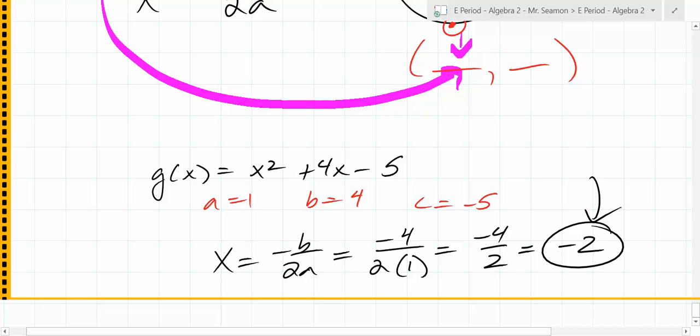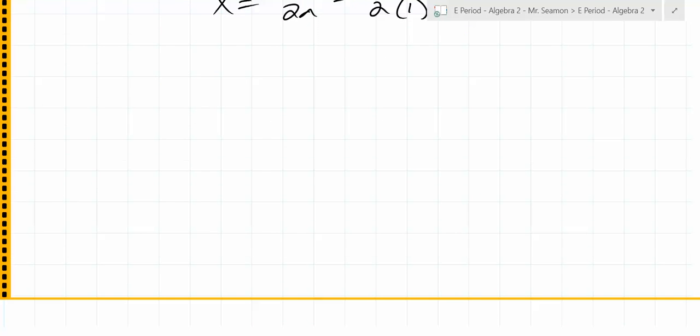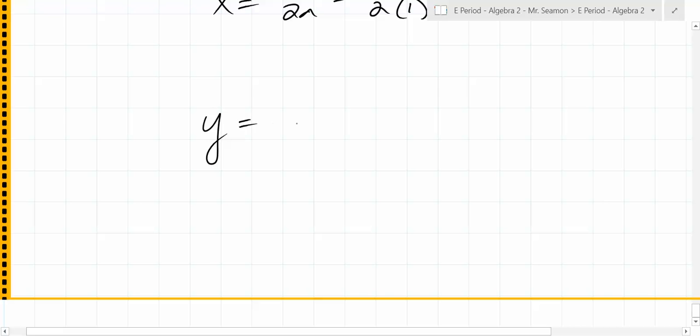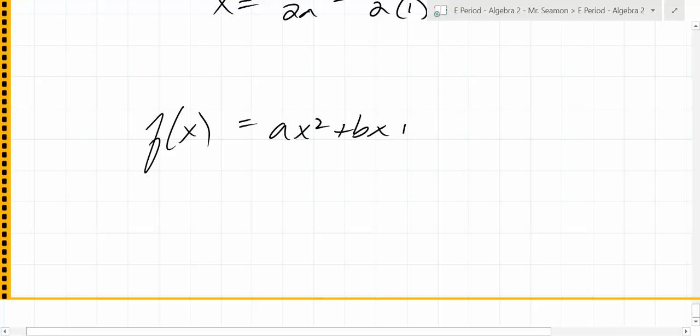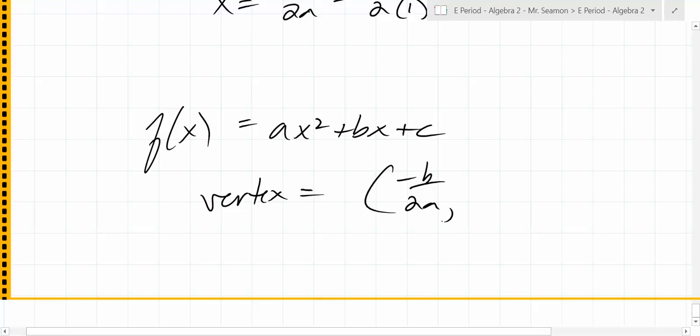If you have the x coordinate and the function, how do you find the y value? You plug it into the function. So what you're going to see in your book is, if you have, let's say, f, we can use f, that's fine. You like f as the function name? Sure. I think that's what the book uses, so we'll stick with it. If you have the function f of x is equal to ax squared plus bx plus c, the vertex is negative b over 2a. And then what do you do with the negative b over 2a to get the y value? You plug it into the function.